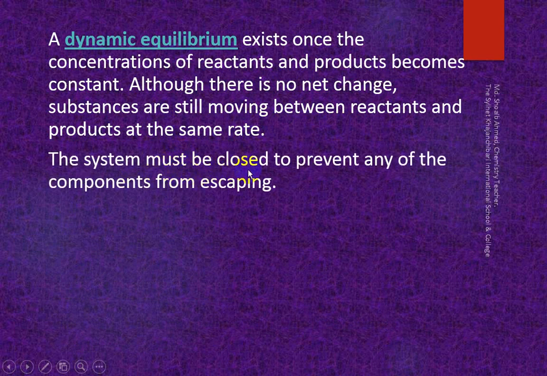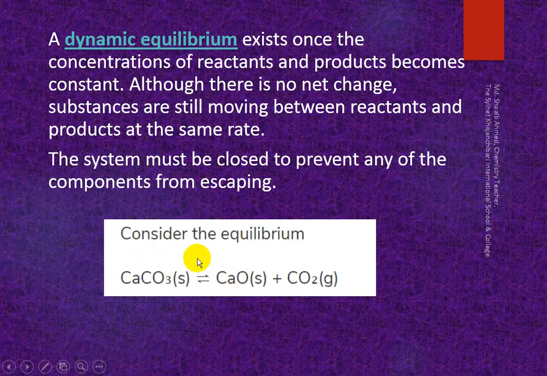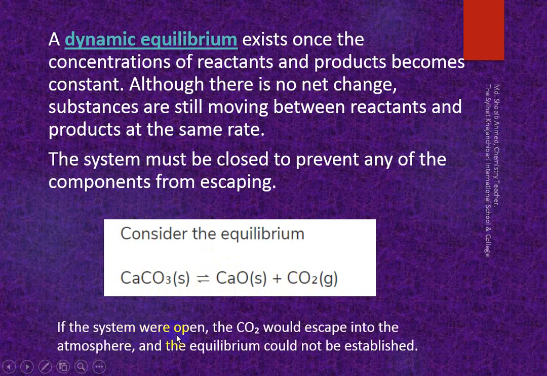The system must be closed. Why? To prevent any of the components from escaping. Like this is considered equilibrium: calcium carbonate from calcium oxide solid and carbon dioxide. If the system were open, the carbon dioxide would escape into the atmosphere and the equilibrium could not be established. So the system must be closed.